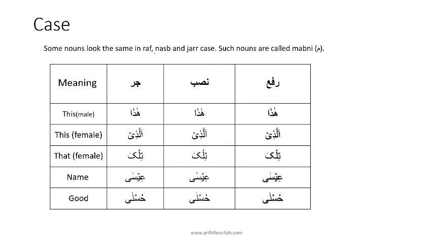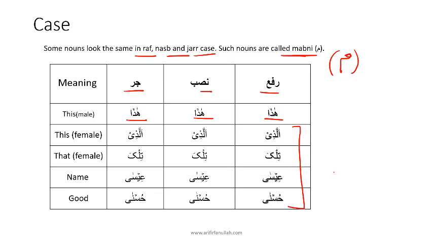Some nouns look the same in rafa, nasab and jar. These are called mabni, and later on they'll be denoted by the symbol mim. Words like hadha, alladhi, tilka, and then names like Isa and Husna, these will have the same form in rafa, nasab, jar. So hadha will be the same in rafa, nasab, jar. The same holds true for all these other words.